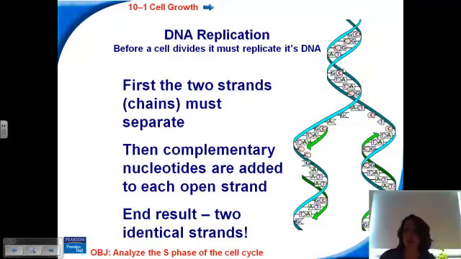And when the entire thing is done, you now have two strands that are identical to the original strand that you started with. So you have no changes in your DNA, but you have two identical copies. And then those two identical copies will coil up, but when they coil up, they will stay attached to each other at the centromere. And then the cell will be ready to divide.